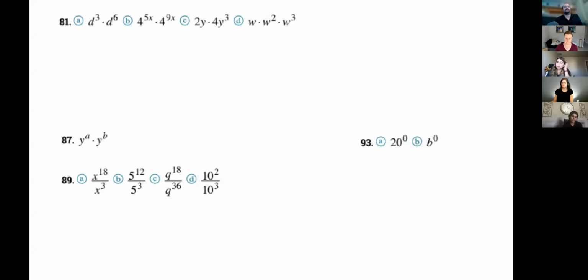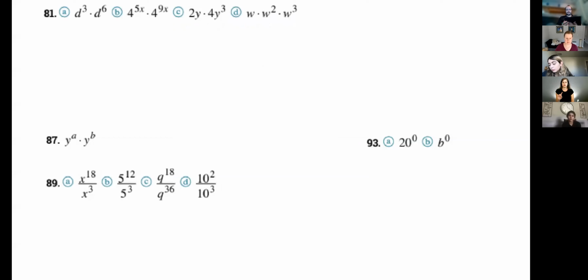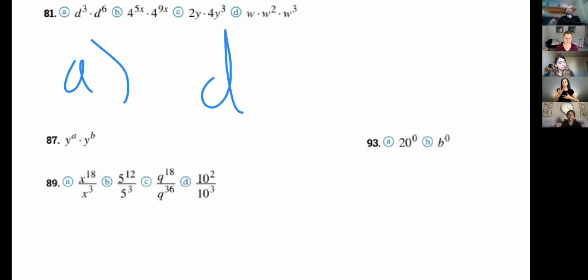First three problems. The first one's got multiple parts, 4 different parts. Let's start with part A. We know that is the base of what? D to the third times D to the sixth. So who is first on my list? Charmaine?